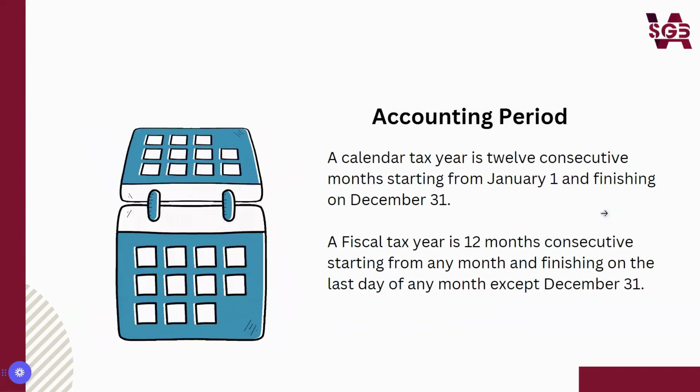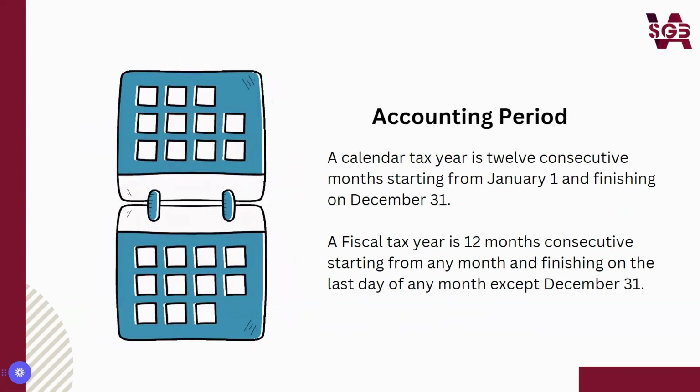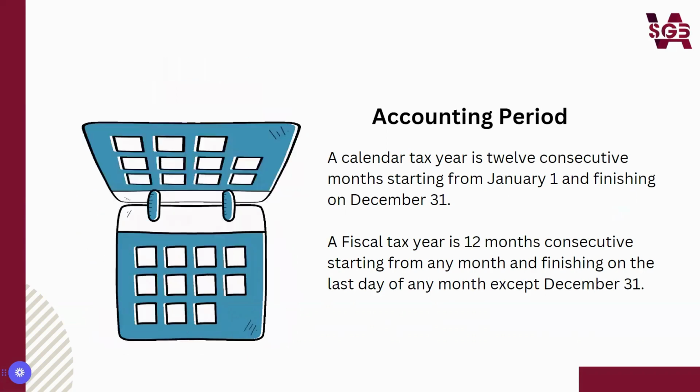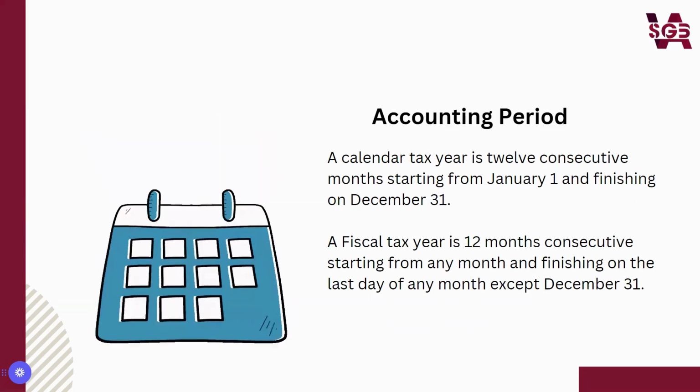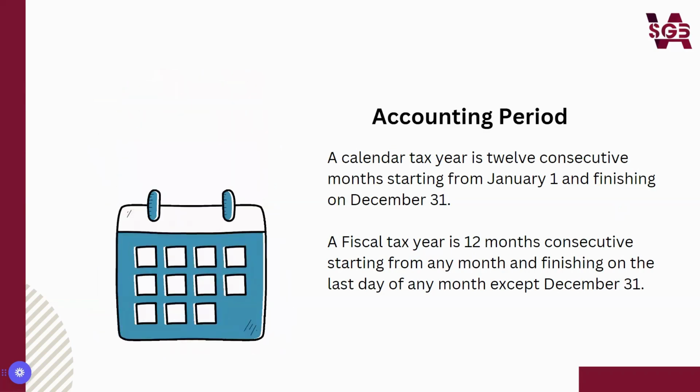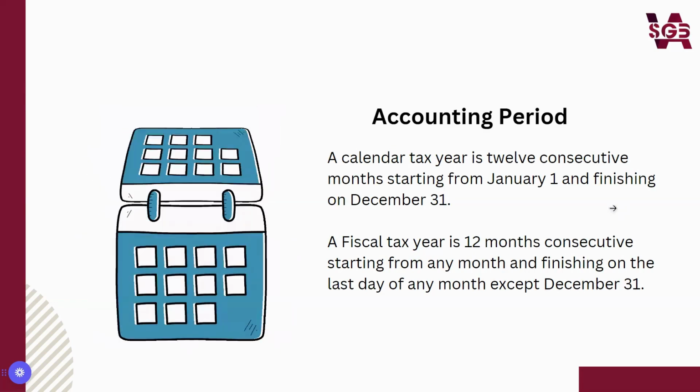For example, February 1 is the start of the fiscal year. For example, my company's year starts February 1, 2022, and it will end at January 31, 2023.